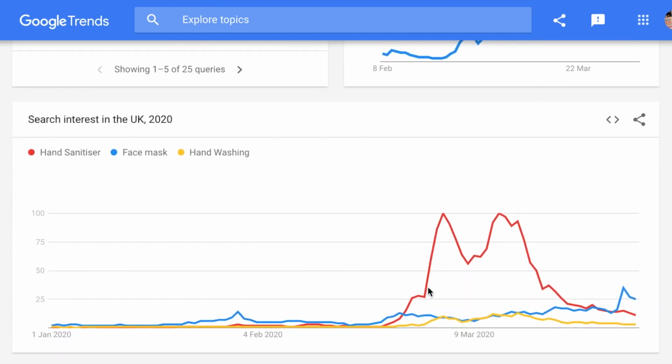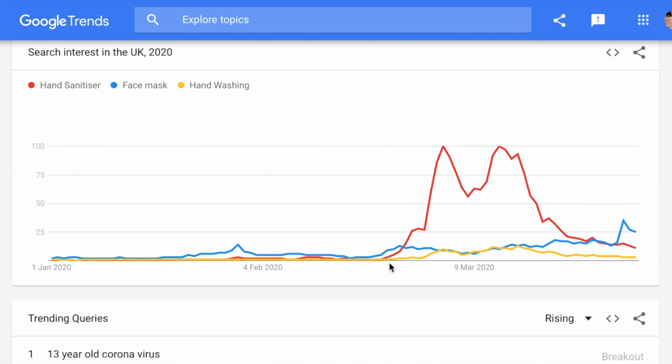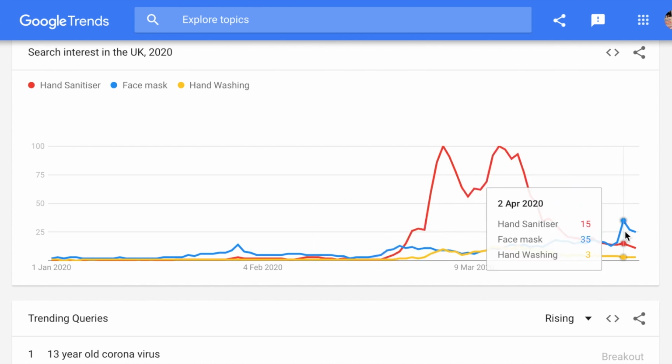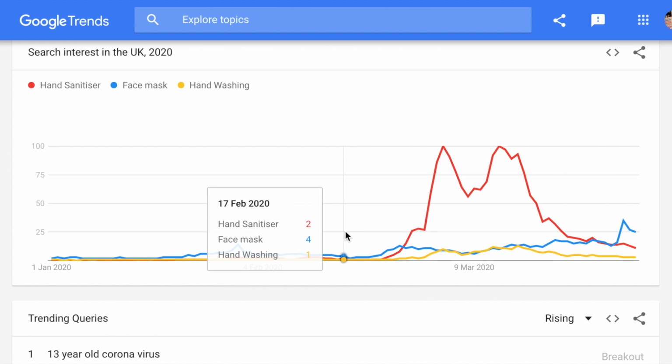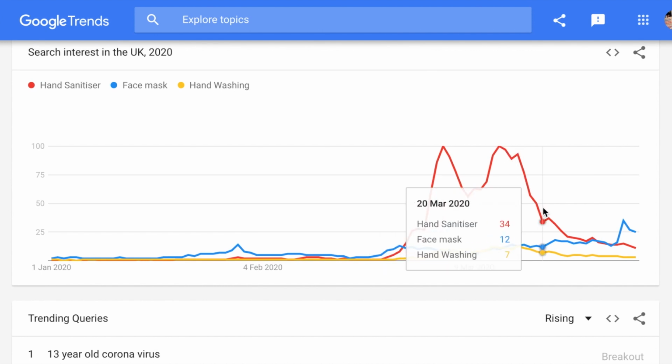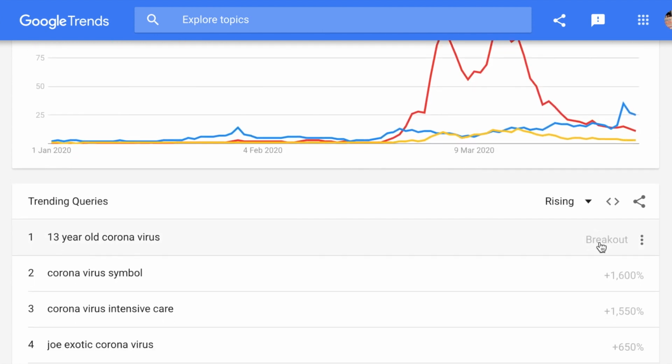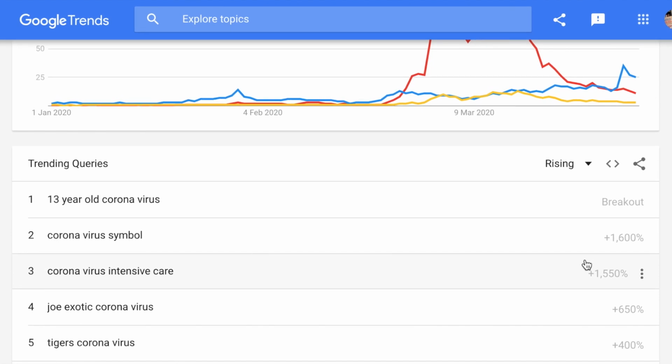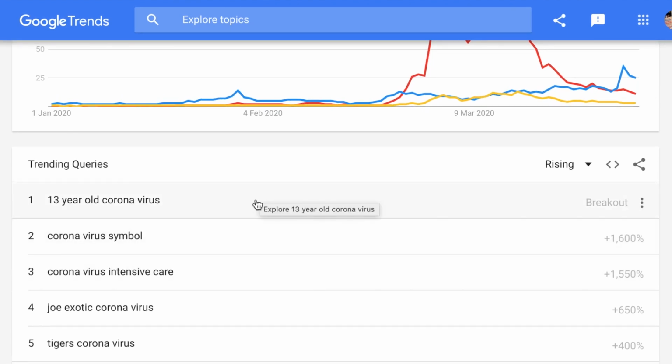Here you can also see the search interest, so you can compare that to past years. This was pretty much non-existent. About face masks, there was a slight spike at the end of last year, but you can see that it suddenly spiked, and now there is another outbreak of searches which is declining now. And here are some trending queries around what people are really looking for.